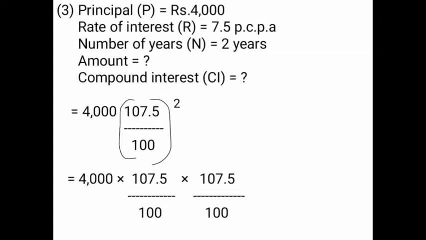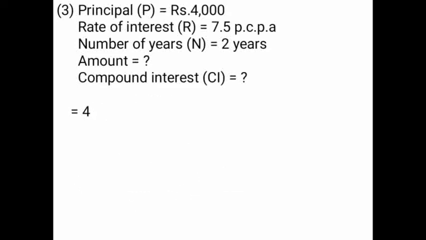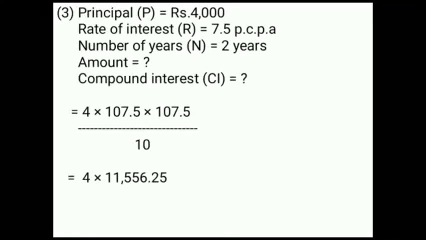Cancel the zeros on numerator and denominator. How many zeros are there on numerator and denominator? According to that, you have to do the cancellation. Like this way. Now you don't have to do cancellation. Zeros on numerator is 3. Zeros on denominator is total 4. So now you have this multiplication form: 4 into 107.5 into 107.5 upon 10.